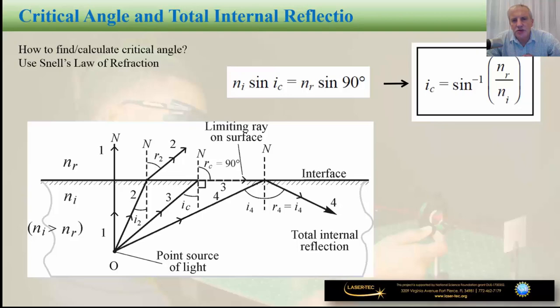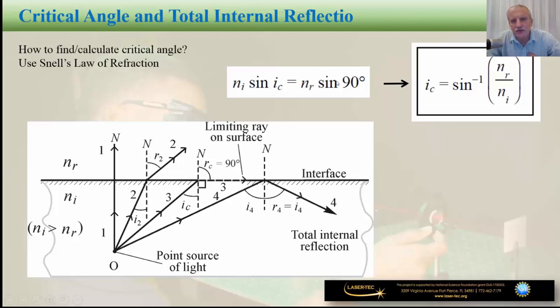We can use Snell's law of refraction that's shown here, where as our refracted angle we're going to be using the angle of 90 degrees. That's the case of light ray 3, right? If you look at light ray 3, the refracted light ray makes an angle of 90 degrees with the reference line. So our refracted angle is equal to 90 degrees.